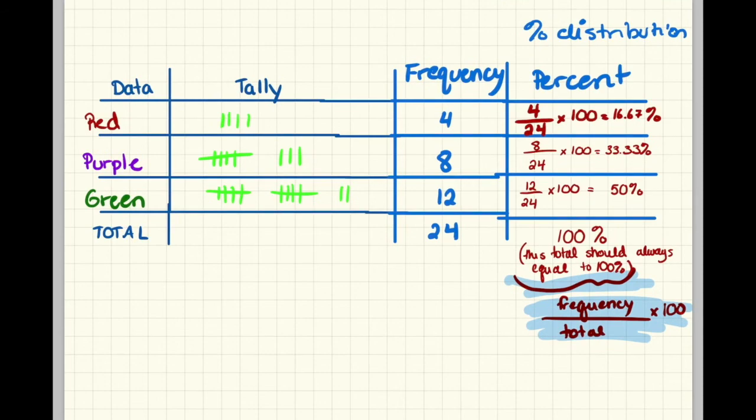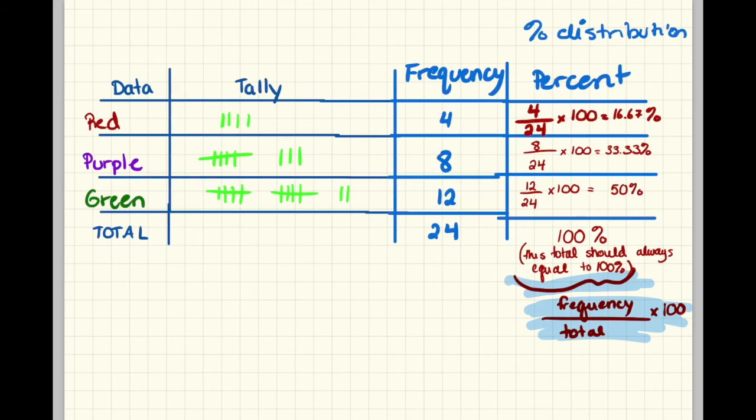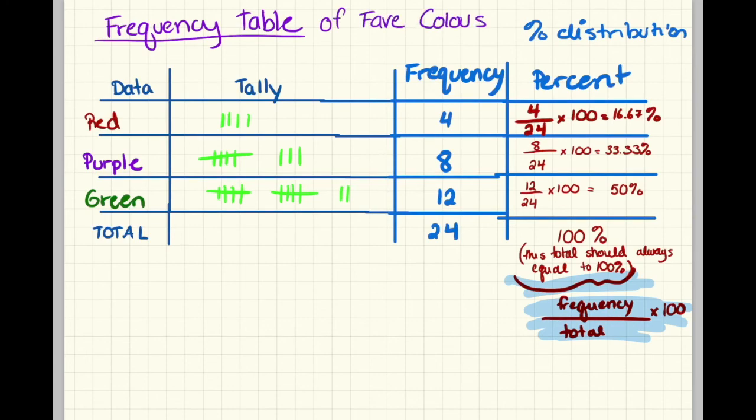This entire table here, and I'm going to put it here in purple, is called a frequency table. When we're dealing with statistics, it's always nice to title it. We would title it what it's actually trying to show us. In this case, our imaginary survey is trying to show us a frequency table of, say, favorite colors. That's the title of our frequency table.